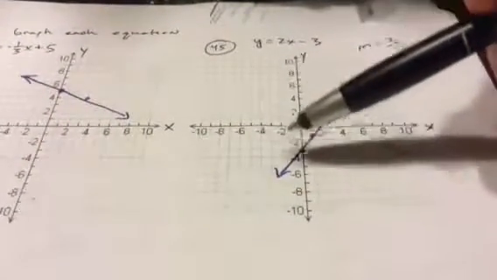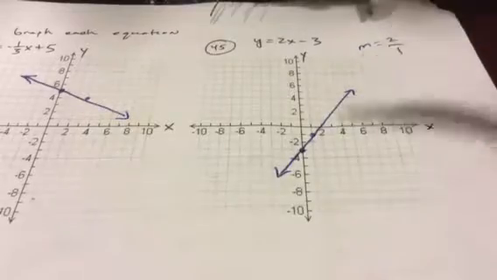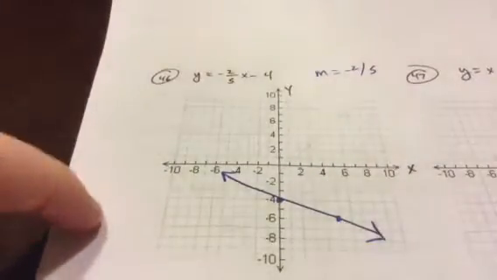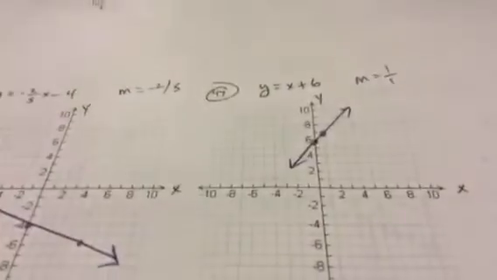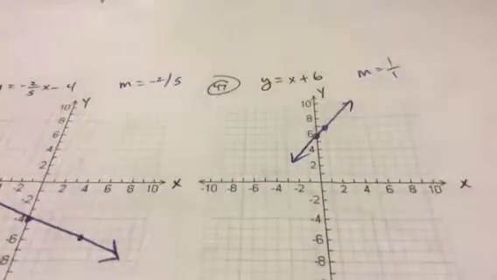On 44, you got -3 is the y-intercept. Then you go up 2 over 1. That's the slope. 2 points determine a line. -4, then you go down 2 over 5. This next one, 6, y-intercept, then you go up 1 over 1. It should not be that hard to graph. All right.